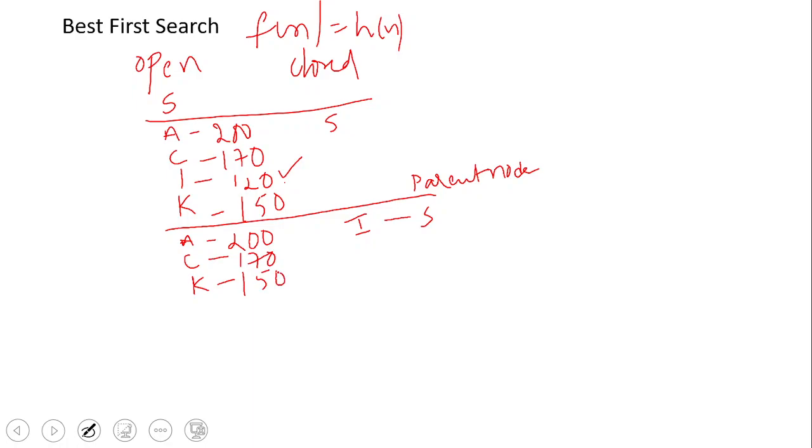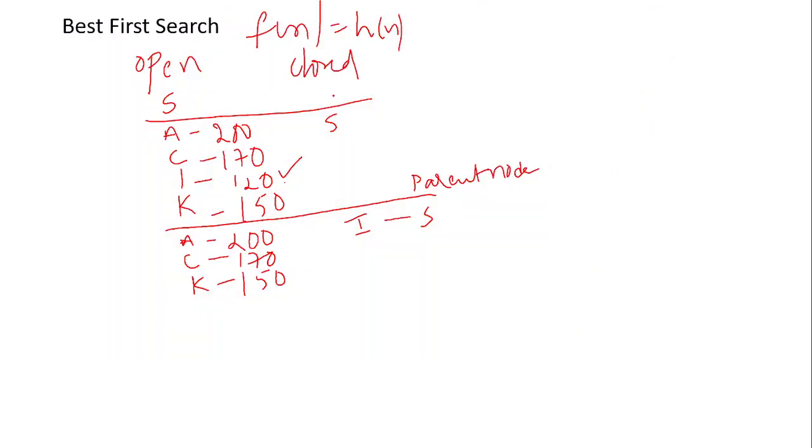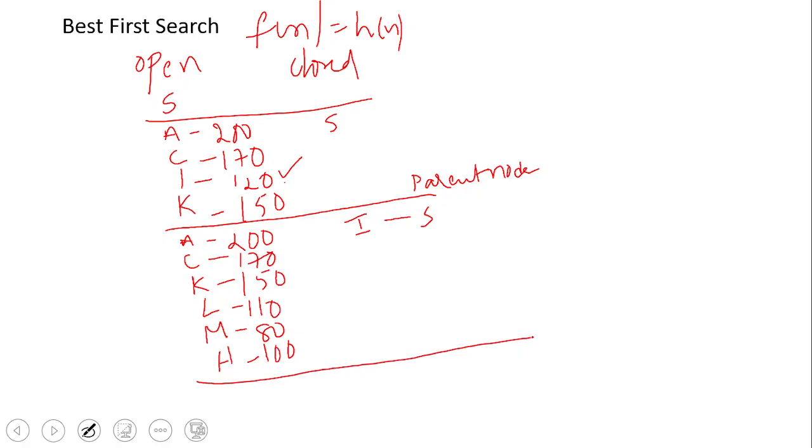Next we need to write the nodes connected to I. What are the nodes connected to I? L, M, H. So write L, M, H. L is having 110, M is having 80, H is having 100. Now see which is having the least among these. M is having the least. So write M. Parent of M is equal to I.